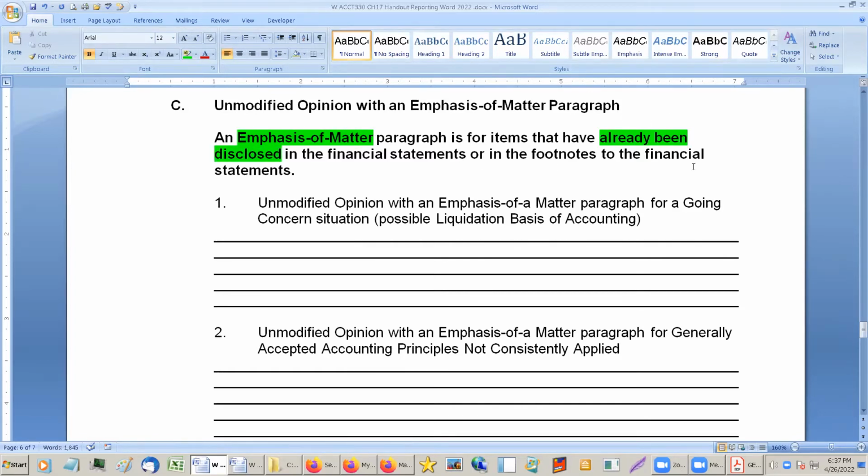Emphasis of a matter are things that have already been disclosed. So they're already disclosed, we're emphasizing them. For instance, it could be that their revenues drop by 20%. It'll be in the financial statements, but you can put that in the report and say, oh, by the way, look at these revenues. The revenues have dropped by 20%. So emphasis of matter are those things that have already been disclosed in the notes of the financial statements or in the financial statements themselves. But you want to tell the readers, look, and it doesn't change the opinion.